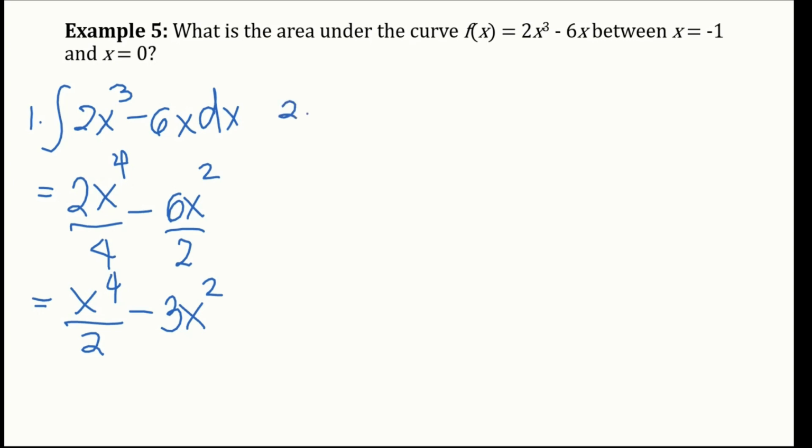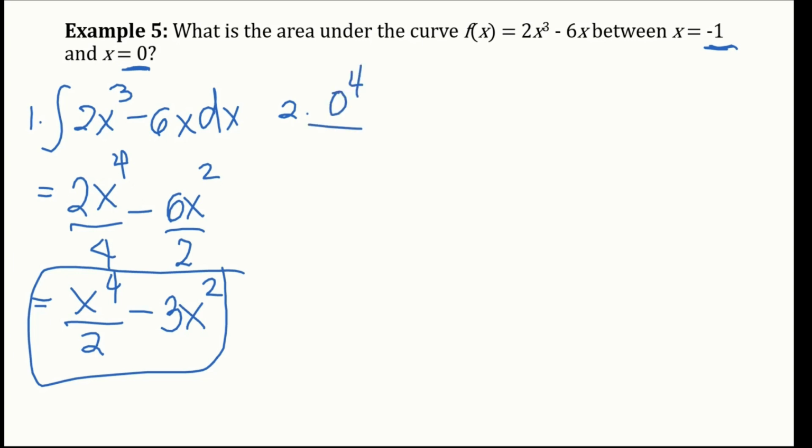For step 2, let's substitute. Since x is equal to -1 and 0, we have b is equal to 0 and a is equal to -1. So substituting the value of 0 to all x, we have 0 raised to the fourth power over 2 minus 3 times 0 squared, and then eventually it gives us 0. So this is the answer for step 2.